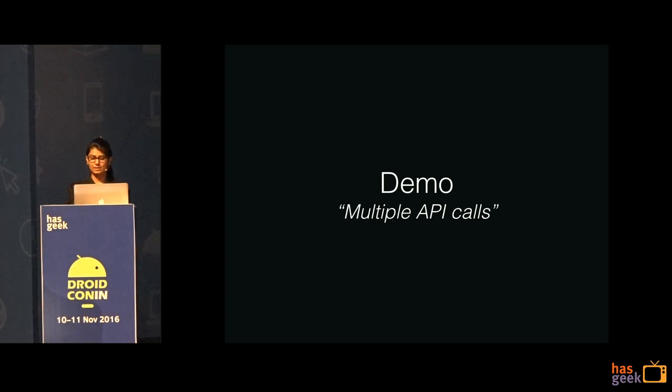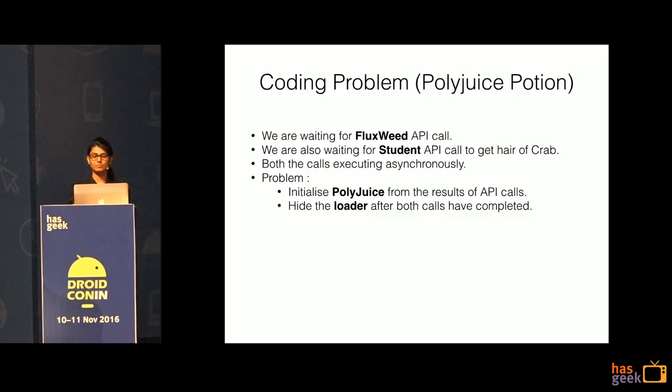So next, let's take a look at the demo. We have multiple API calls. The problem I talked about earlier, let's convert it into a coding problem. We are waiting for the Fluxfeed API call to complete. We're also waiting for the student API call to get the hair of crab. Crab here is a member variable of the student class. Both calls are executing asynchronously.